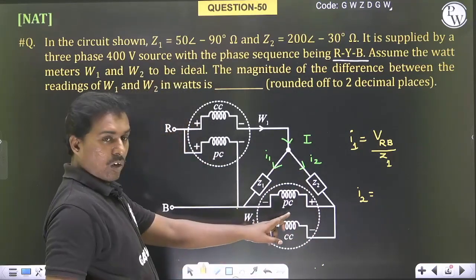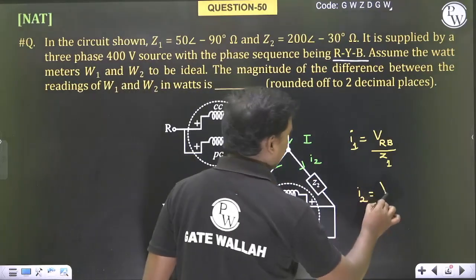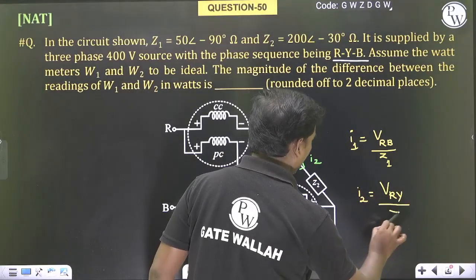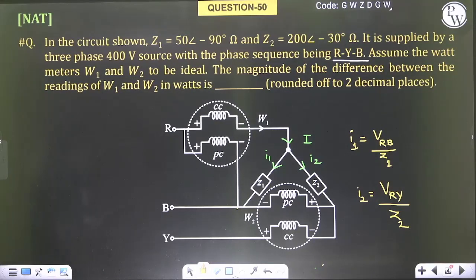Why? Because the pressure coil offers infinite impedance. So I2 is VRY by Z2. We have to check the RB and RY impedances here. So first of all, VRB.